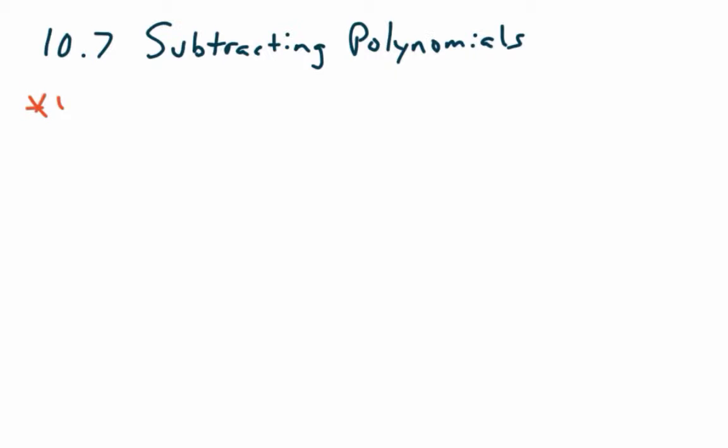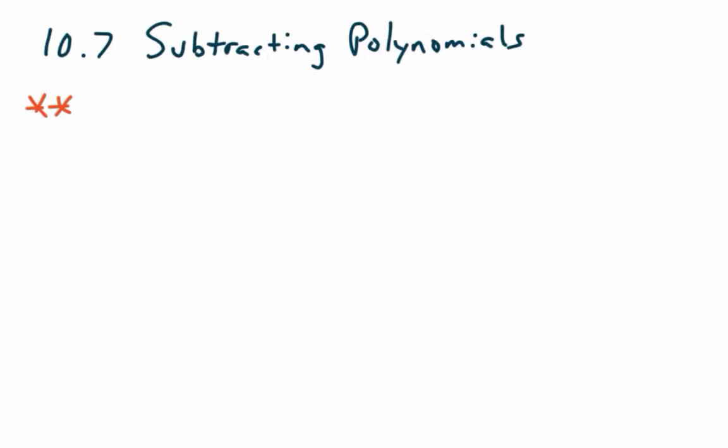10.7 is subtracting polynomials. And the nice part is it's really just one additional step to what you were doing yesterday. Although we're also going to cover additive inverses, but that's just a little tiny part. So the key is really just this. This is the one extra step if you mastered 10.6, adding polynomials.